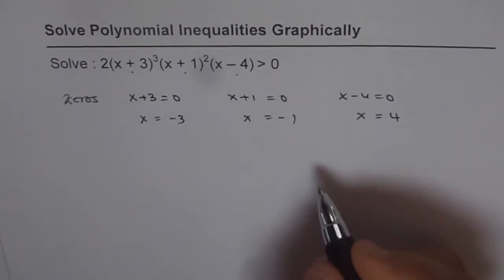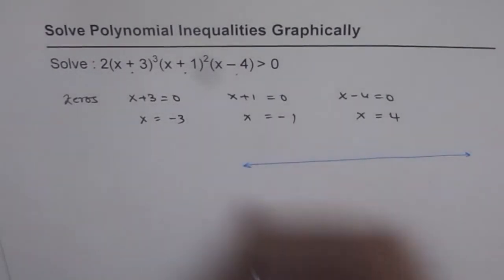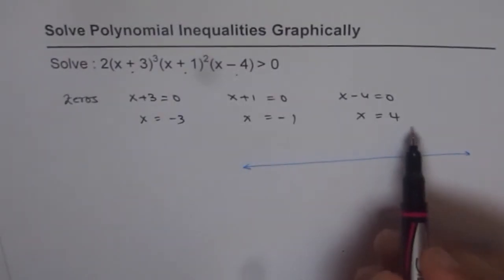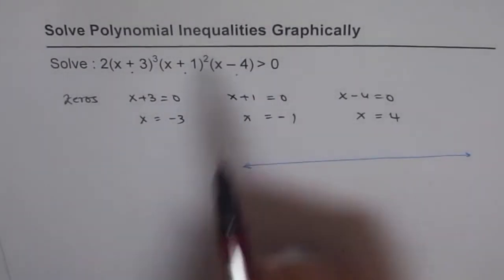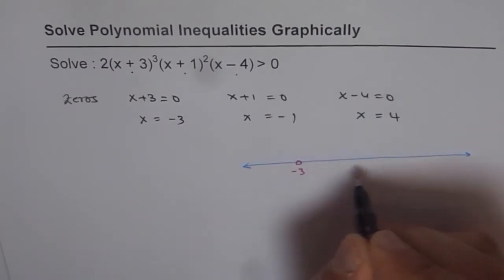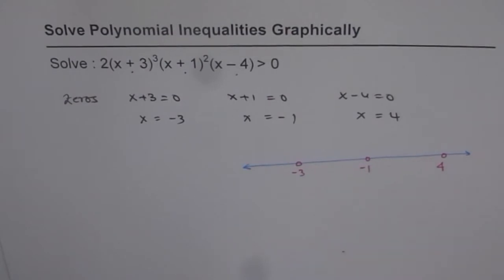Now let's graph the function. I'm drawing a number line which goes from minus infinity to plus infinity with these zeros. See, we have an inequality where zeros are not included, so we'll just put holes here, at −3, −1. Don't bother about the scale. We just need the intervals where the function is greater than 0. That is it. Now you need to sketch the function.